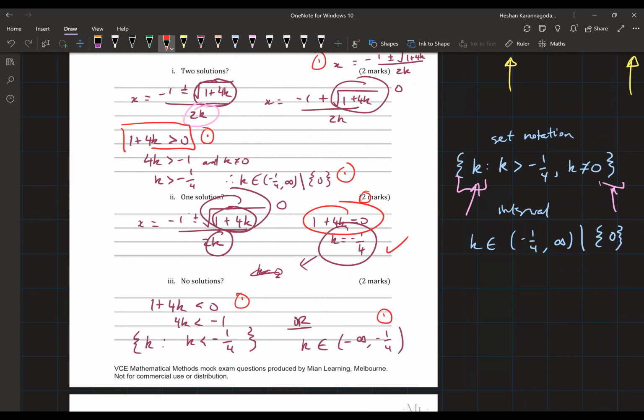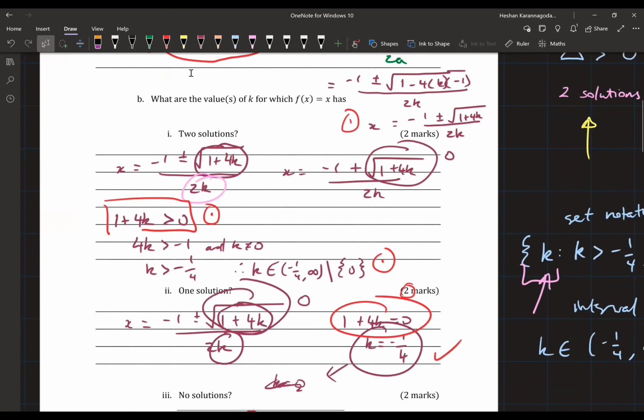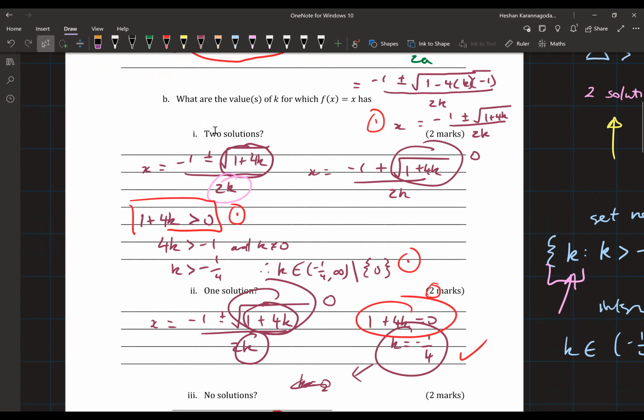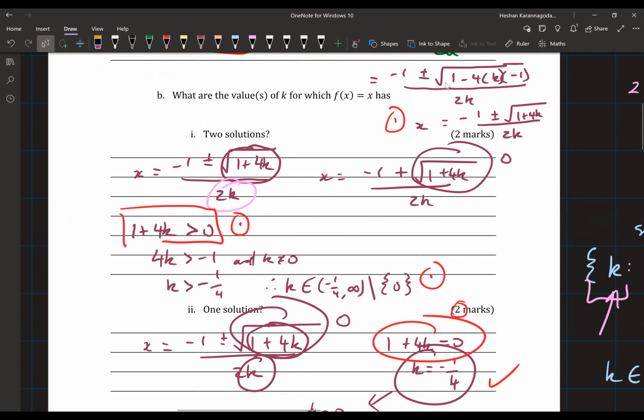I think there's something in the chat. What does it say? How do you get 1 plus 4k? For which part? Just in general, for all these questions? Oh, okay, yeah. So our general solution to our equation was -1 plus or minus the square root of 1 plus 4k, over 2k. So 1 plus 4k comes from whatever's underneath our square root.